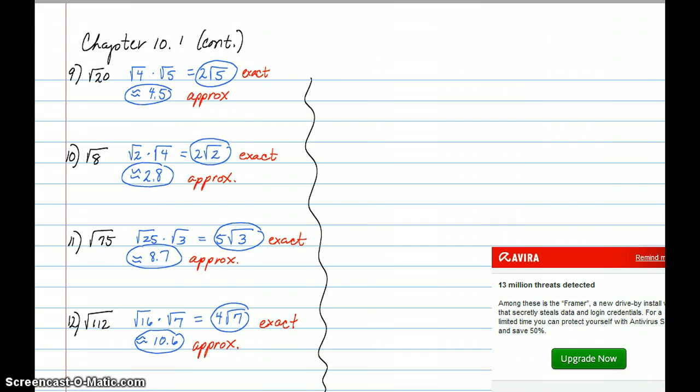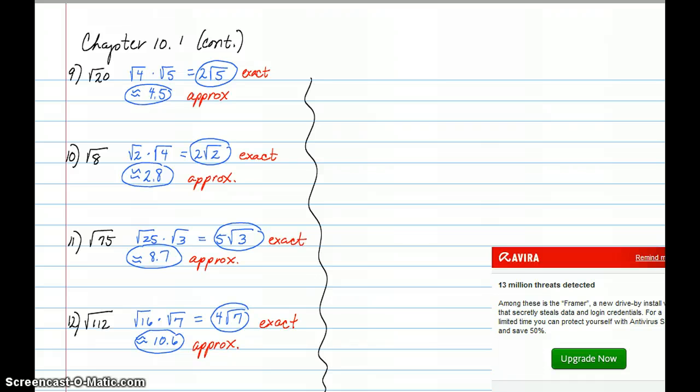Number 11 is the square root of 75, which is the square root of 25 times the square root of 3. The square root of 25 is 5, so 5 times the square root of 3 is the exact answer. It approximates to 8.7 on the calculator, rounded to the tenths place. The square root of 64 is 8. The square root of 81 is 9. It's a bit closer to the square root of 81, so 8.7 makes sense.